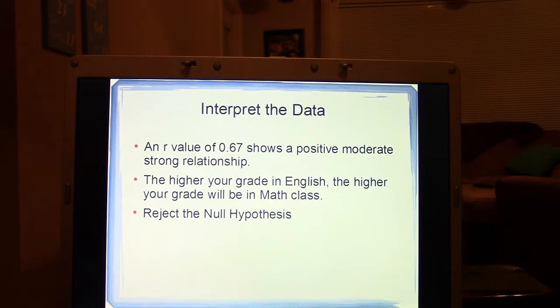So since we know what our R value is, we need to interpret the data. This shows that with an R value of 0.67, it shows a positive, moderate to strong relationship. The higher your grade in English, the higher your grade in math will be. So we will go ahead and reject the null hypothesis that there is no association between these, because in fact we show that there is a positive association between math and English scores.